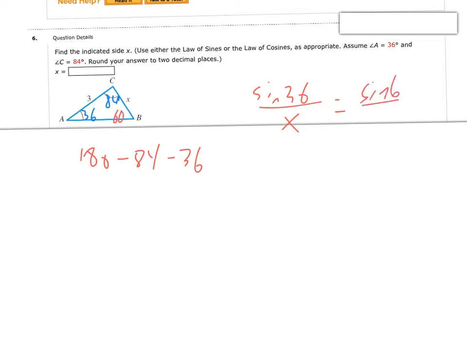So I can set this equal to sine of 60 over 3, and we got 3 sine 36 divided by sine 60. And so that's going to give me, it says 2 decimal places, so 2.04.